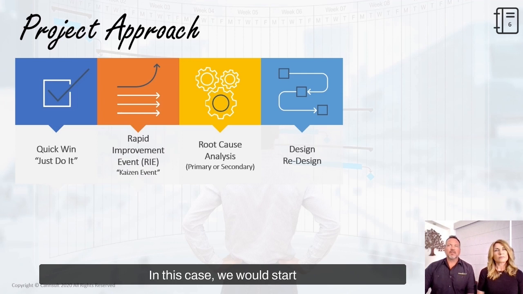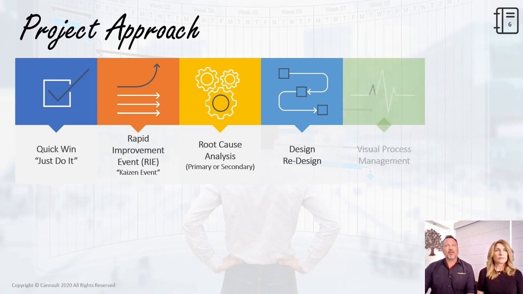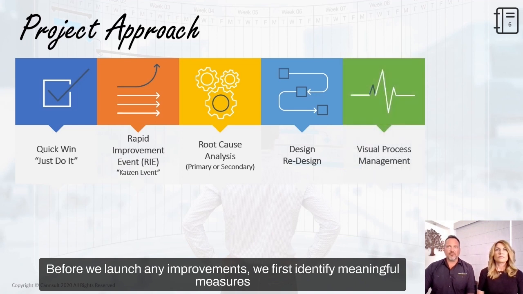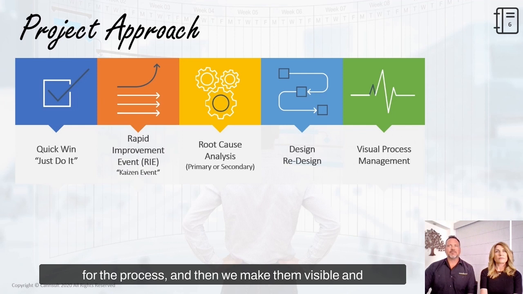In this case, we would start with a visual process management project. Before we launch any improvements, we first identify meaningful measures for the process, and then we make them visible and gather the team around them on a daily basis to begin the process of daily problem solving. This is a foundational and very important discipline that allows a team to gain the strength and skill to tackle bigger opportunities that will arise.